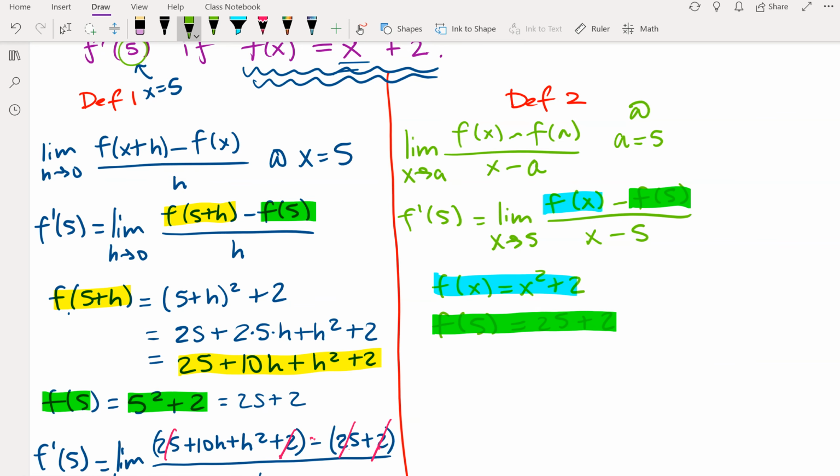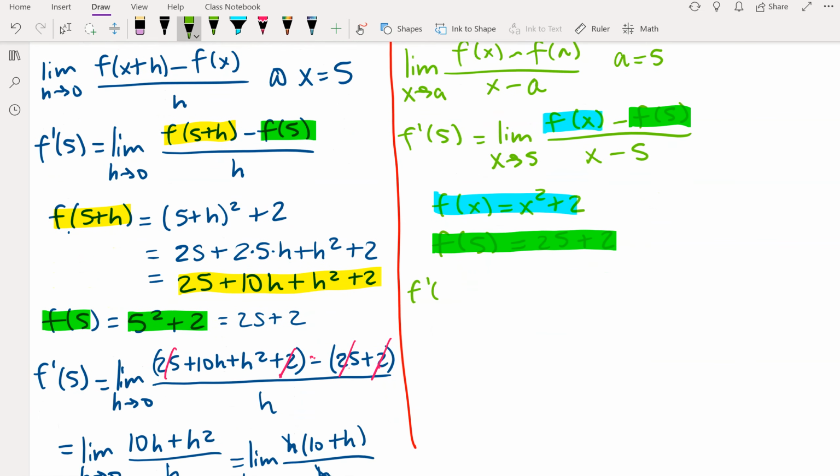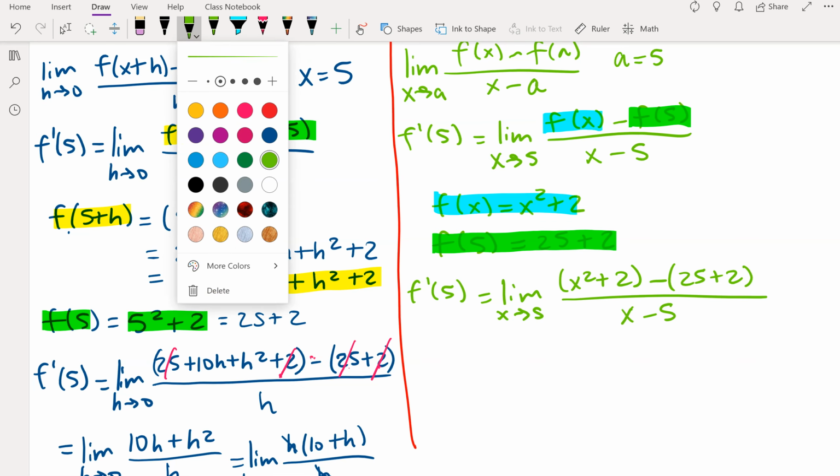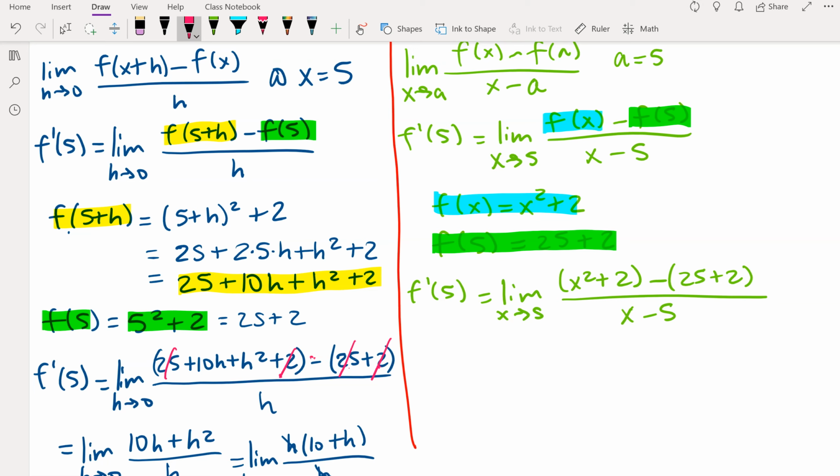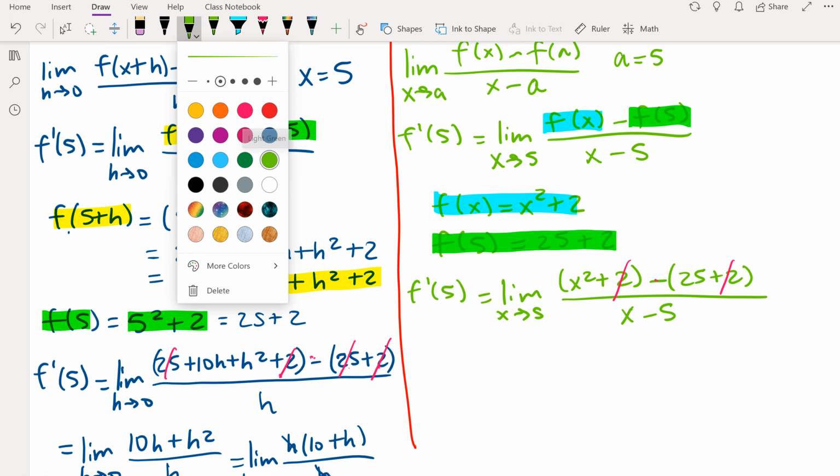Make sure you do not drop your limit. So we say f prime of 5 equals the limit as x approaches 5 of f of x, which was x squared plus 2, minus f of 5, which was 25 plus 2, over x minus 5. Remember, there was a reason we did not add the 25 and 2. Usually things should cancel, so we have positive 2 minus positive 2, which cancel out. And now let's go ahead and simplify and solve our limit.